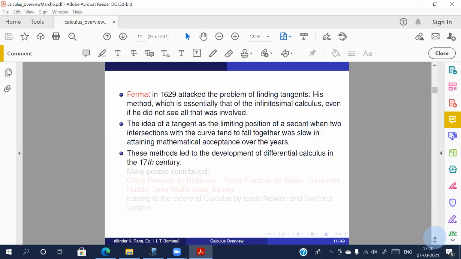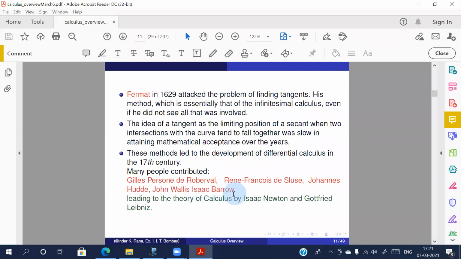But by the 17th century, this started getting accepted, and there were mathematicians who contributed to the development of differential calculus, namely basically tangents, and some of them were Pierre de Fermat, Roberval, and René François de Sluse. These are all French people, and then Hudde and John Wallis, and the British mathematician Isaac Barrow. So these people contributed, and finally it resulted in the work of Leibniz.